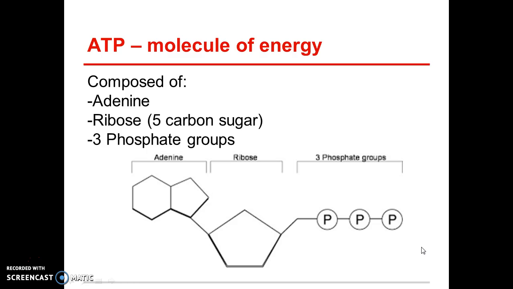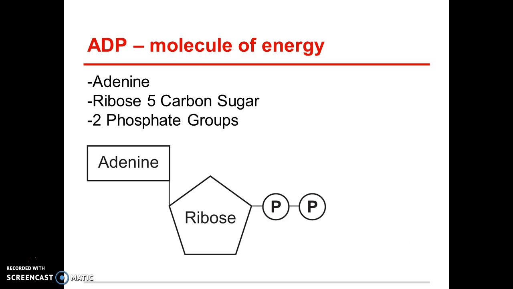And if you remember the organelles associated with any kind of energy, can you name the 2? Okay, it is the chloroplast and the mitochondria. So ATP is going to be associated with those 2 organelles.